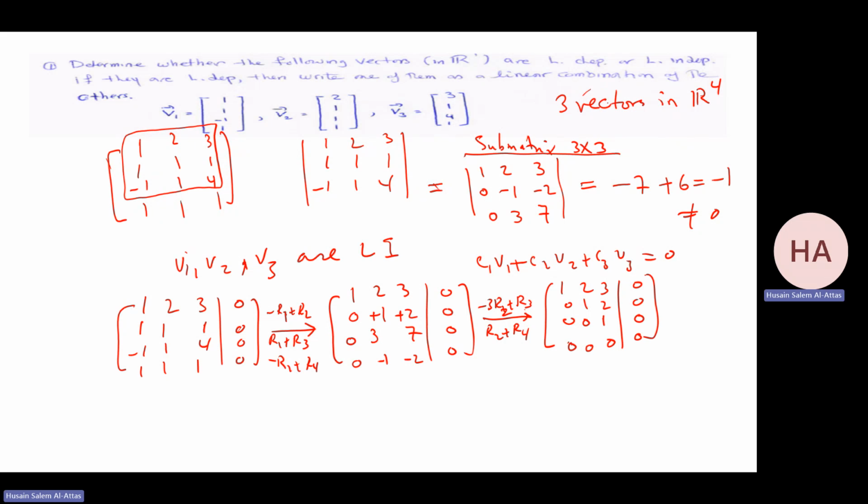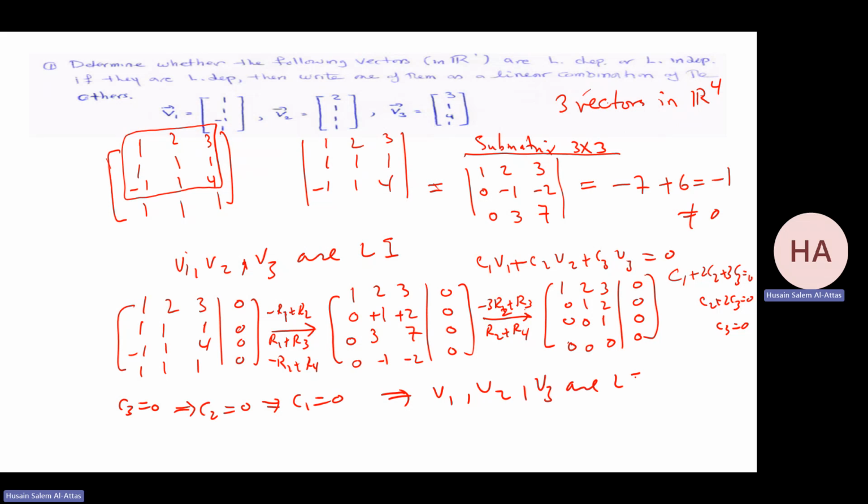So I'm getting the equations C1 plus 2C2 plus 3C3 equal to 0, C2 plus 2C3 equal to 0, and C3 equal to 0. So C3 equal to 0, plug it in the equation before it, I'm getting C2 equal to 0. Plug both into the first equation, I'm getting C1 equal to 0. So for sure, V1, V2, V3 are linearly independent.